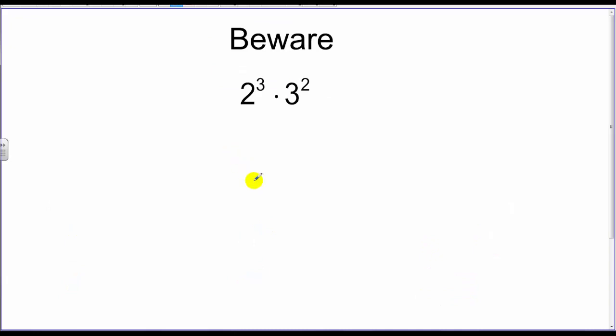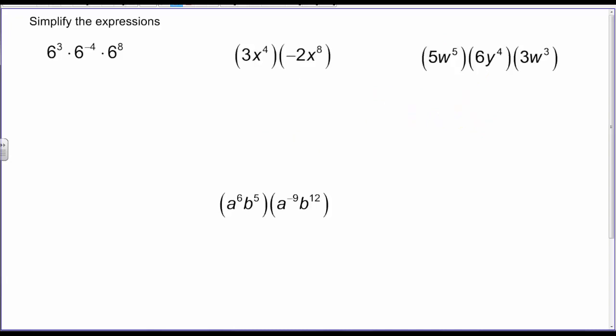Now, in this case, since I don't have the same base, these terms cannot be simplified. So this is still 2 to the 3rd times 3 squared. In other words, 8 times 9, which is 72. But there's no fancy combination of this. This is not equal to, notice, not equal to 6 to the 5th. Okay, so don't ever try to do that. Have to have the same base.